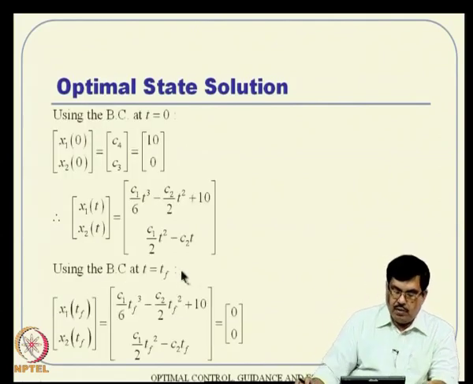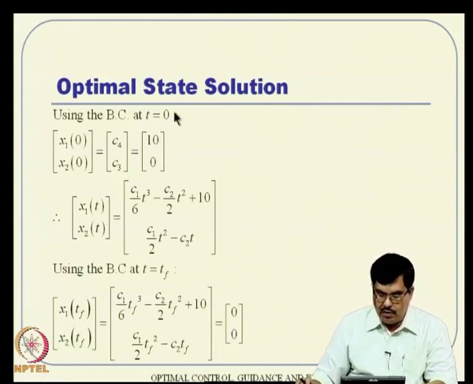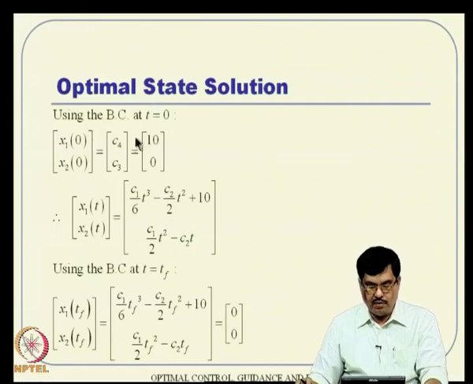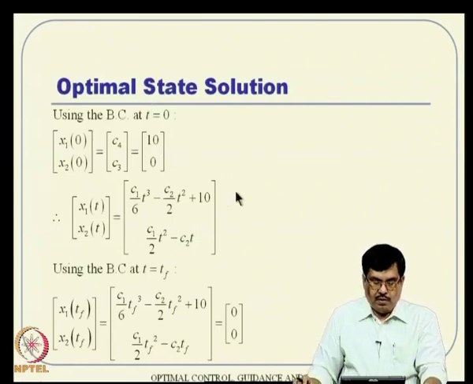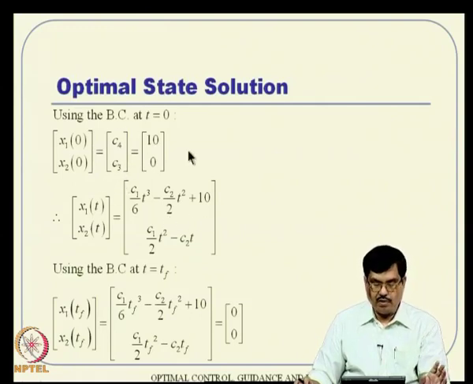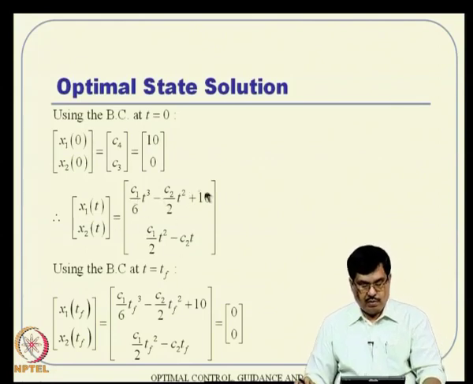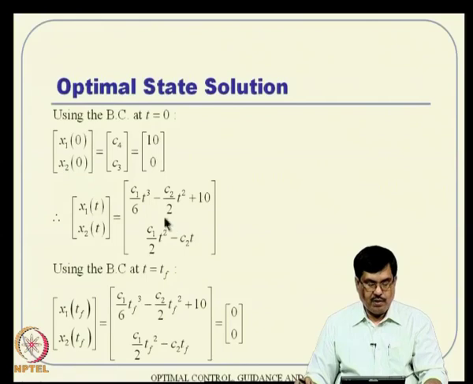Okay. Now, what about the boundary conditions? We will use the boundary condition at t equal to 0. So, that turns out to be like this, 10 0, and hence we attempt to solve, and we got this C4 and C3 basically. So, that is eliminated, we are left with C1 and C2 basically. So, this is like this. So, how do we get there actually?